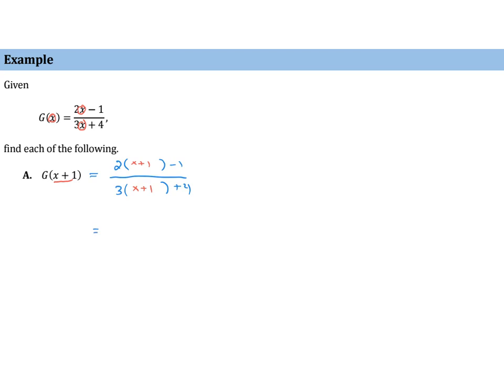Now we simplify. In the numerator, we will distribute the 2. We get 2x plus 2, then subtract 1. Then we can distribute the 3 in the denominator. We have 3x plus 3 plus 4. Collect like terms. We have 2x plus 1. And in the denominator, we have 3x plus 7. And that's our answer. Now this is very similar to what we just did. Instead of having x plus 1, we have x plus h.